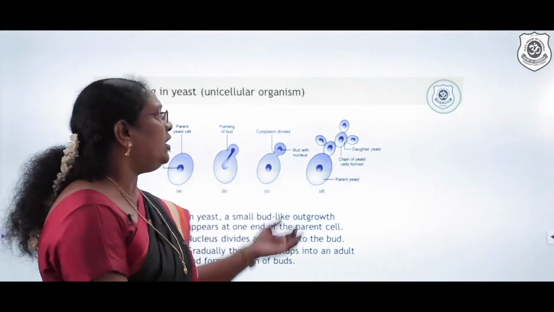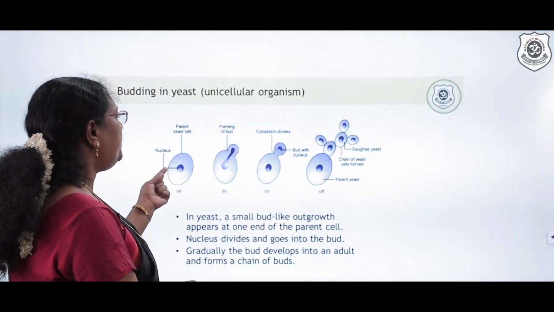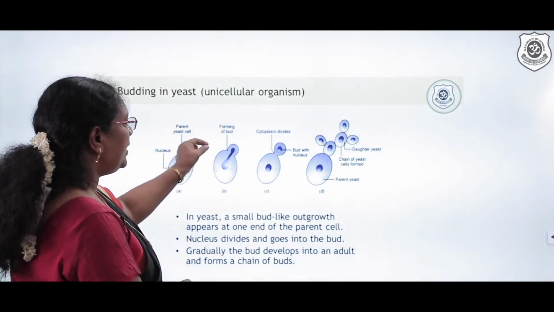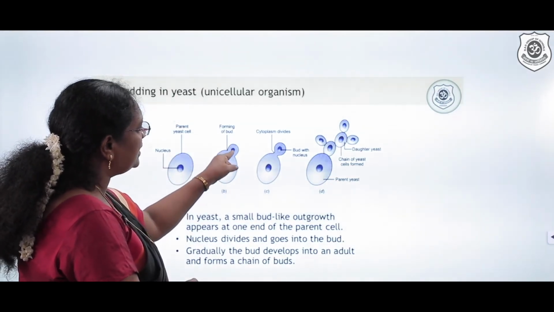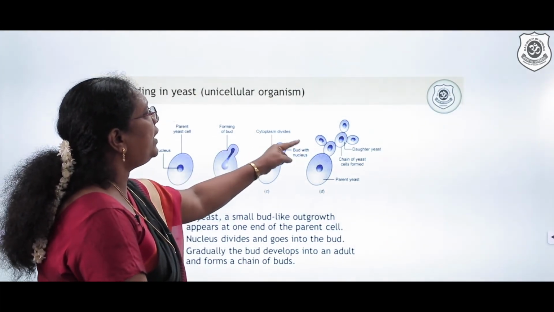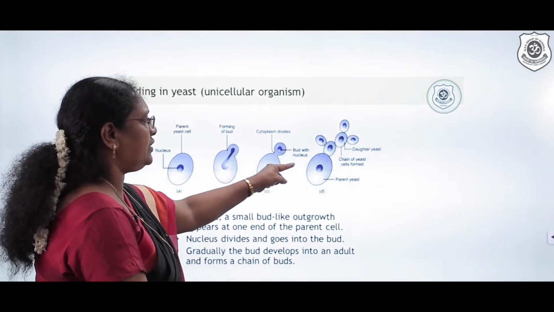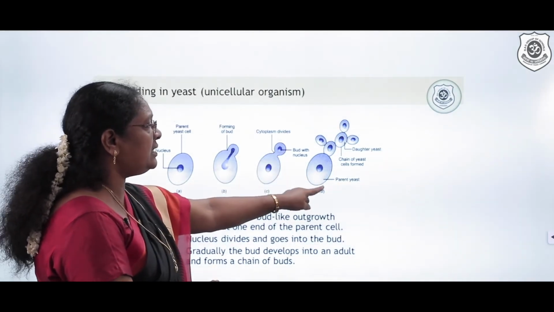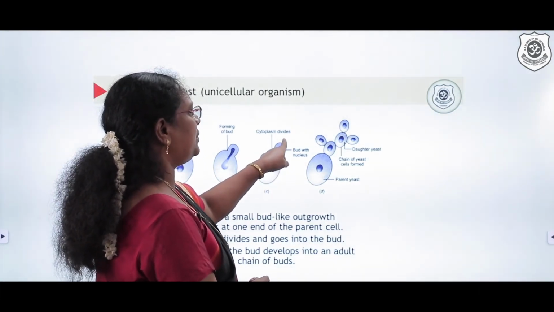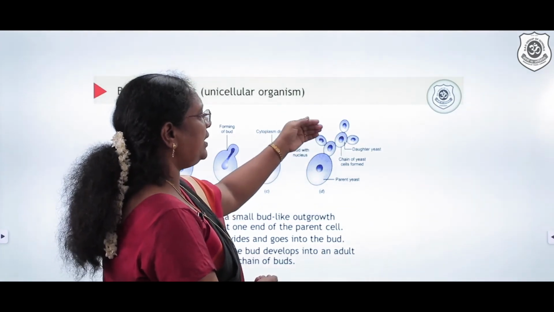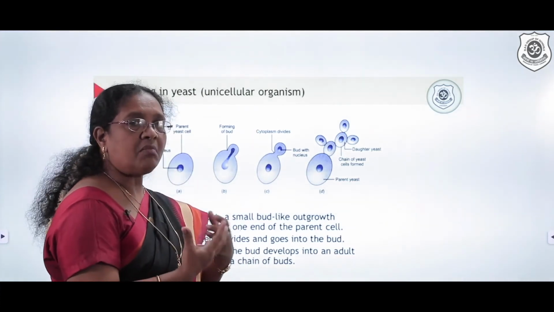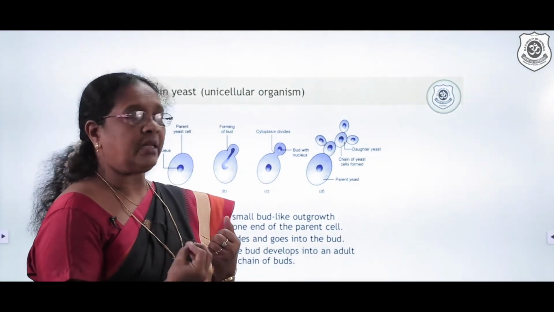What exactly happens? In the case of yeast, on the parent cell a small bud-like outgrowth appears at one end. Slowly the nucleus divides and starts moving into that. Then immediately the cytoplasm divides there, and you find the bud with the nucleus present. The parent yeast cell is here, and the daughter yeast is also there. Slowly these daughter cells start maturing and dividing, and they try to form a chain of yeast. This is how they multiply much faster in budding in yeast.